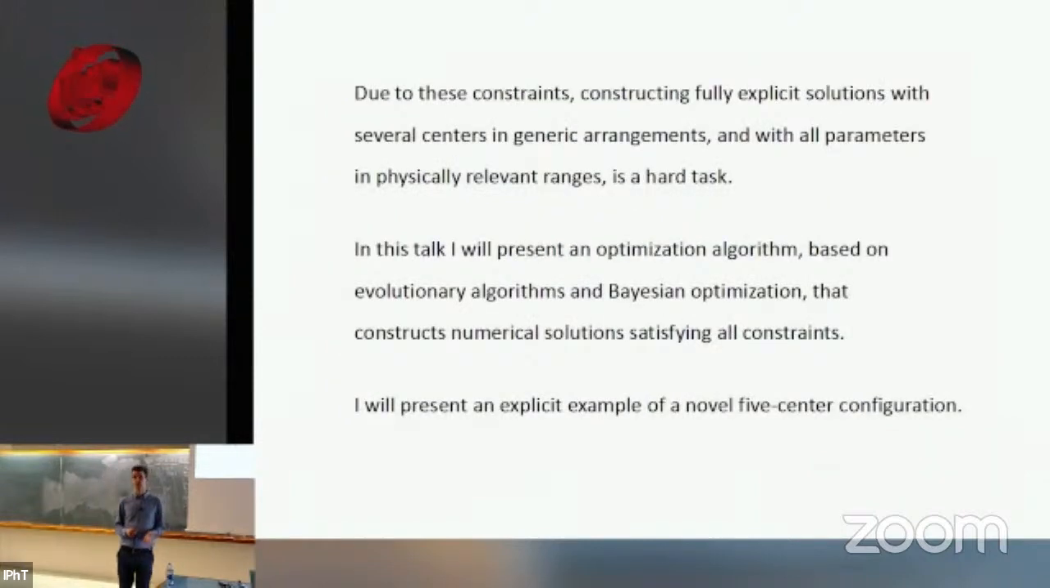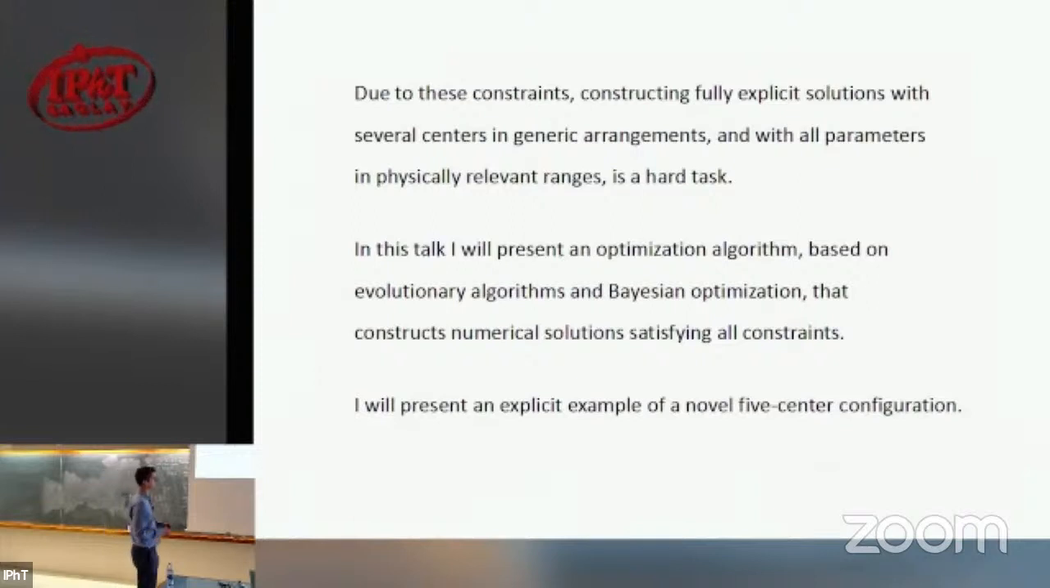Because of these constraints, actually constructing fully explicit examples of these solutions that are satisfying both regularity, absence of CTCs, and charge quantization, and with all the parameters in physically relevant ranges, this is actually quite a hard task. And there are relatively few really explicit examples that we can write down and that have been written down in exact form, in closed form.